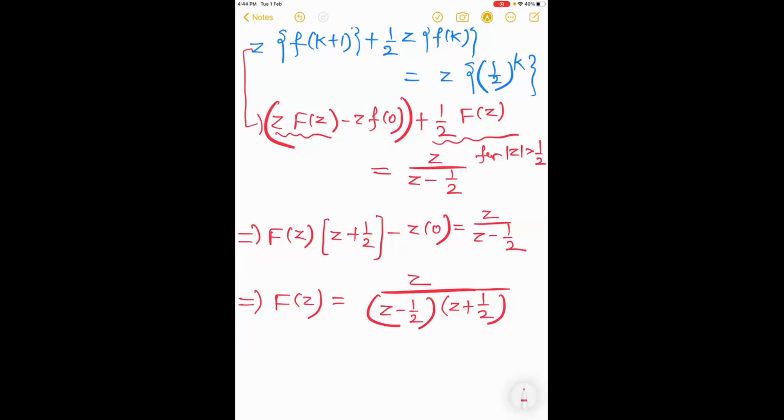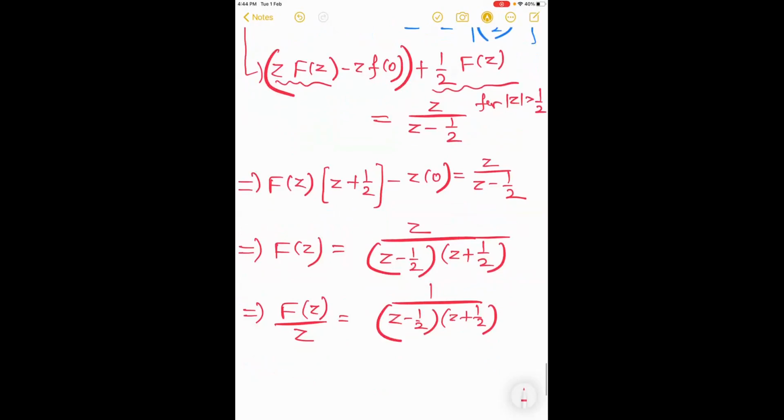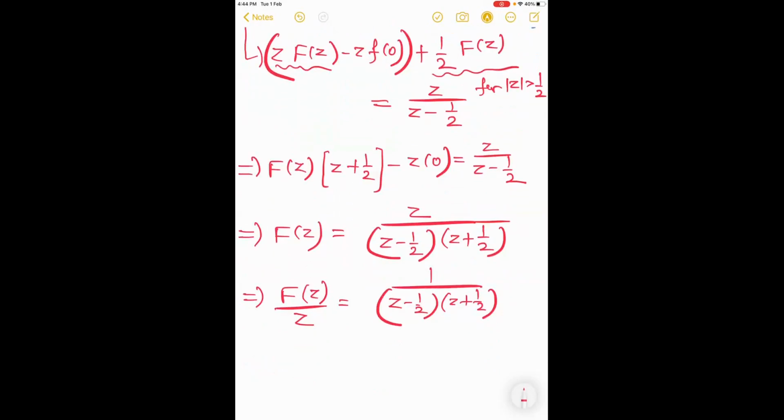Okay. So now apply the partial fraction form. The next task is to get the inverse Z transform. We can write F of z upon z is equal to 1 upon z minus half into z plus half. So split it into fractions and find its inverse. That means 1 upon z minus half into z plus half can be written as A upon z minus half plus B upon z plus half.